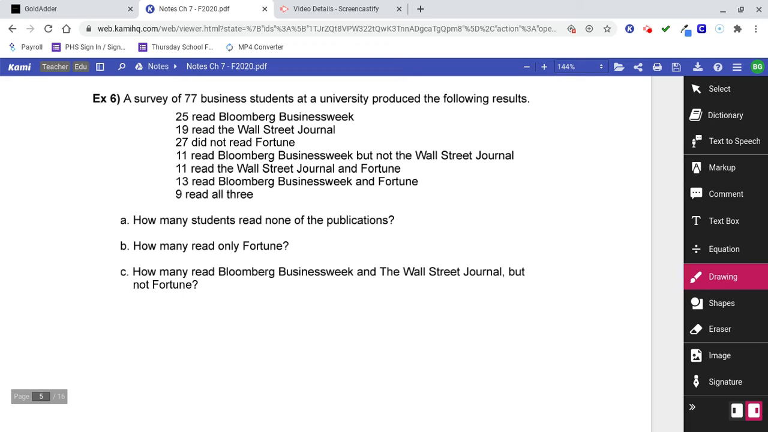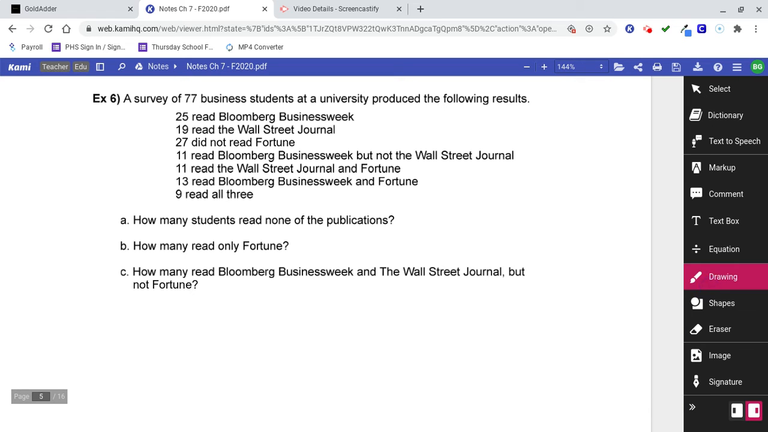A survey of 77 business students at a university produced the following results. 25 read Bloomberg Business Week, 19 read the Wall Street Journal, 27 did not read Fortune. 11 read Bloomberg Business Week, but not the Wall Street Journal. 11 read Wall Street Journal and Fortune. 13 read Bloomberg Business Week and Fortune. 9 read all 3.